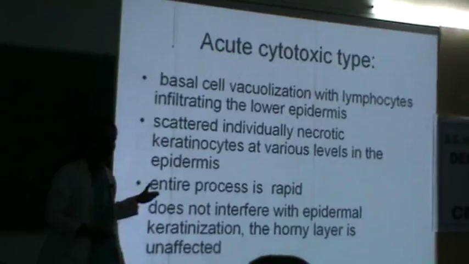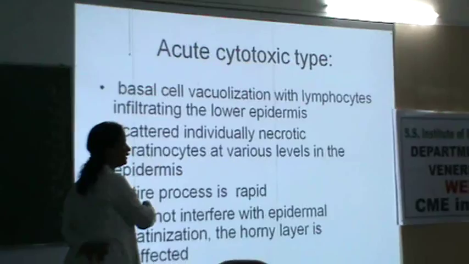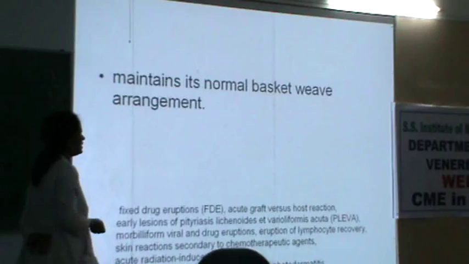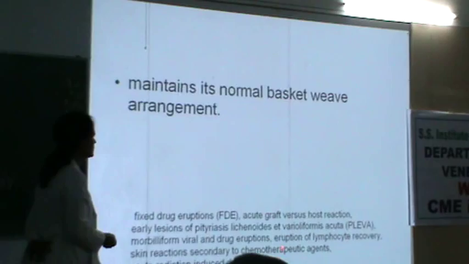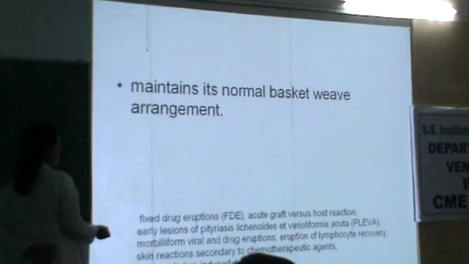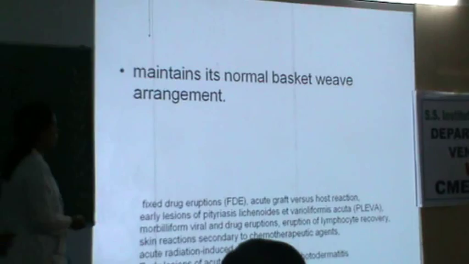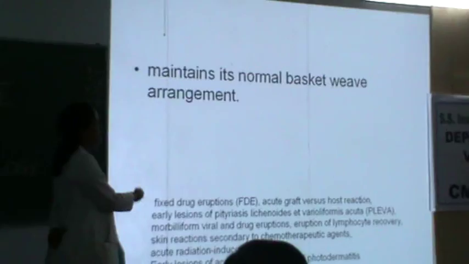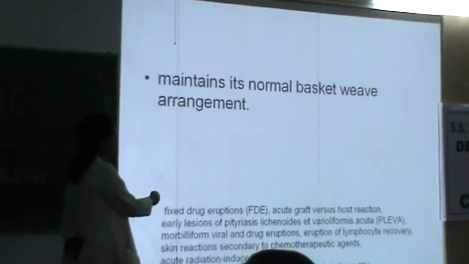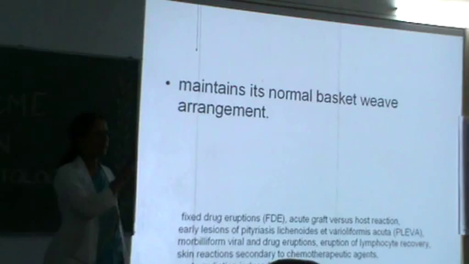The meaning here is we may not see that compact hyperkeratosis. It could still remain as the basket weave. Yeah, it maintains normal basket weave. There are some diseases which come under this category: fixed drug eruptions, graft versus host disease, pityriasis lichenoides, viral exanthems and drug eruptions, and lymphocyte recovery, skin reaction secondary to drugs. You may remember the drug eruptions as one of the types where we see this type of epithelial change.